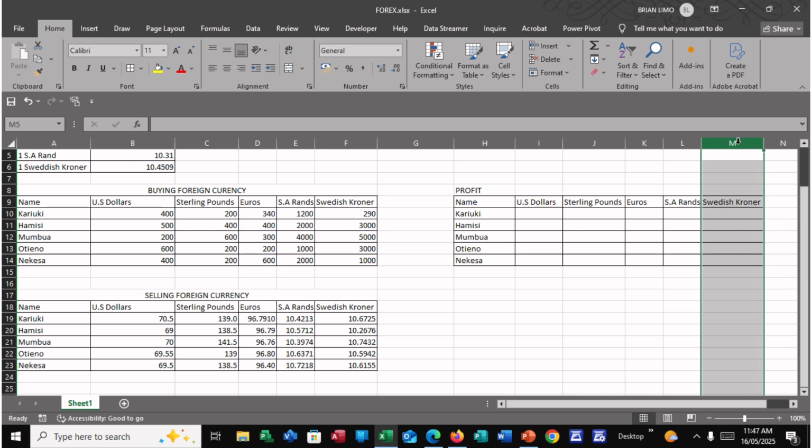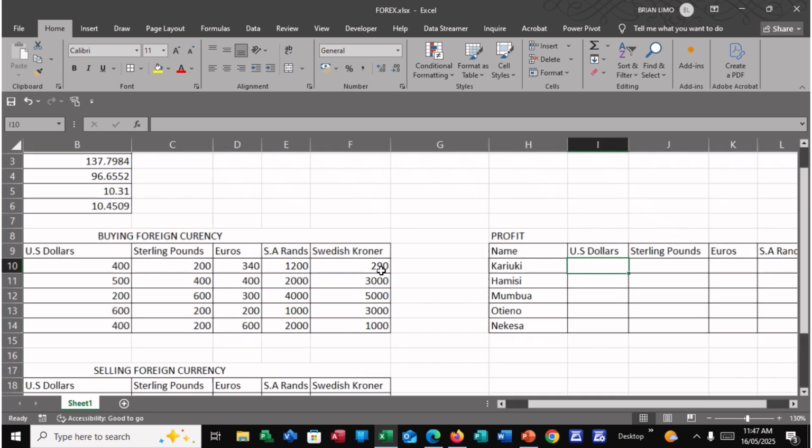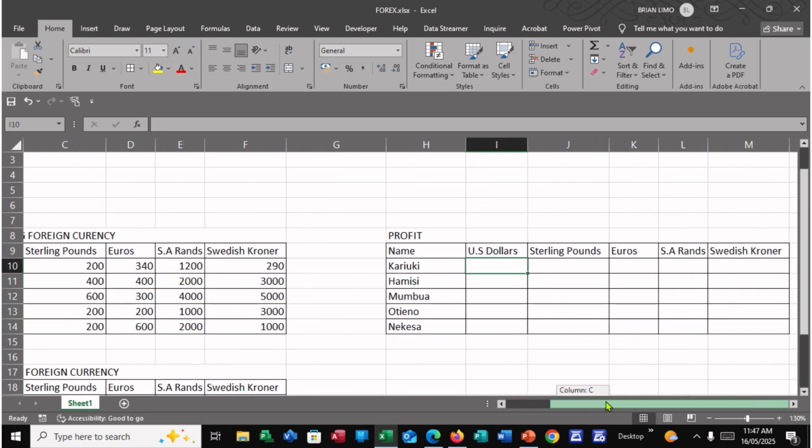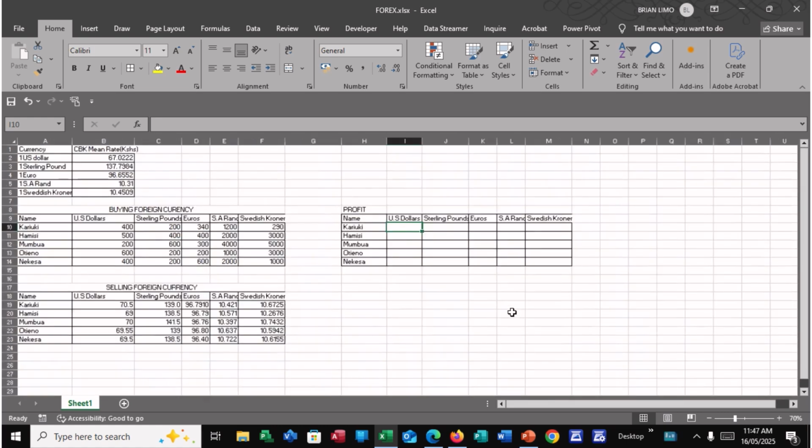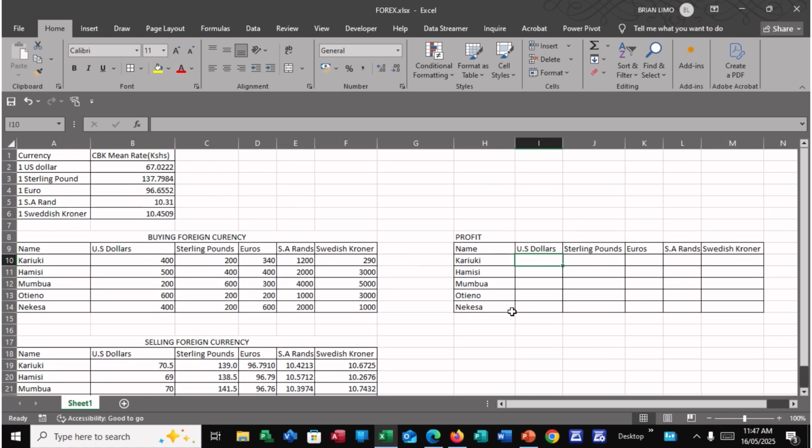Okay, so for the US dollar, I'm using an equal sign. Let me zoom first. I hope you are able to see at your side. So here is the buying and selling. So the profit is the selling price minus the buying price. You get the profit. How can I do it? Use an equal sign. So for the selling price, I will be using a bracket.